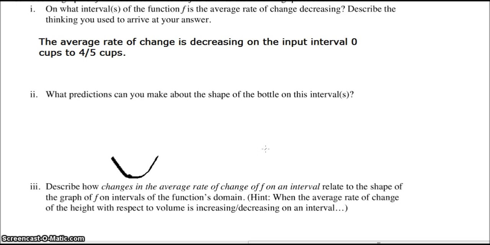Let's see, the book says on this interval the shape of the bottle will get wider because for equal incremental changes in the volume, the change in the height is decreasing. This makes sense because as the bottle is getting wider, the height will not change as much for equal increases in volume.